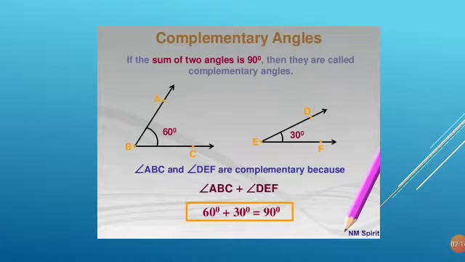Angles whose measures are 30 degrees and 60 degrees are complementary angles. 30 degrees plus 60 degrees is equal to 90 degrees.